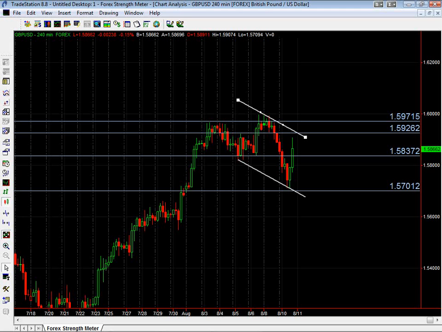Plus, in case this is an actual channel formation, we'd have it come down and retest the lows out here and retest the downward sloping support line, which would mean that we'd have about 260 pips. So now we have a potential target of 90 pips and 260 pips.